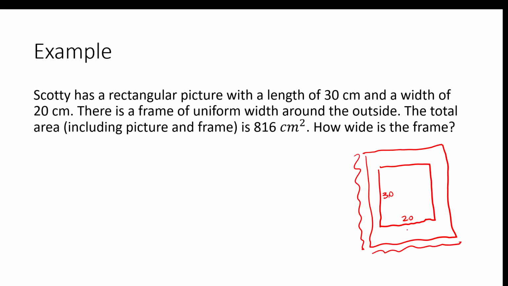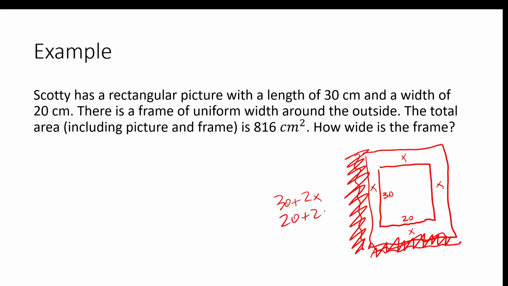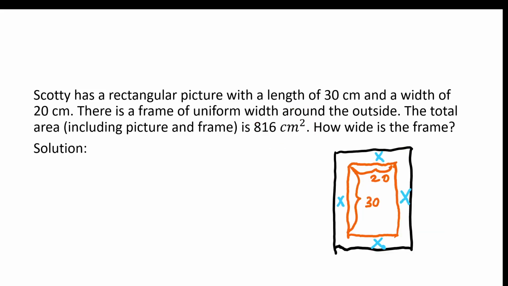Okay? And very similar to what we just did, we're going to let that uniform width be x. And so this longer length here, this vertical one, I'm going to call that 30 plus 2x. And then this longer horizontal length, I'm going to call that 20 plus 2x. And when I multiply these two quantities together, I'll get 816. Okay, so here we go.